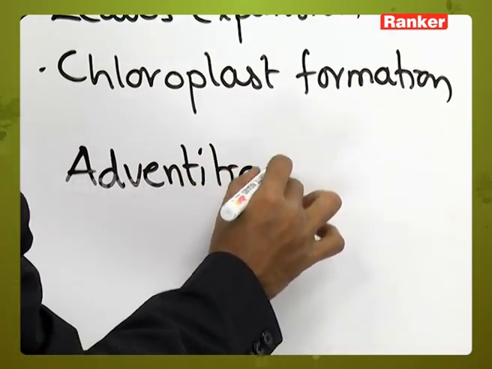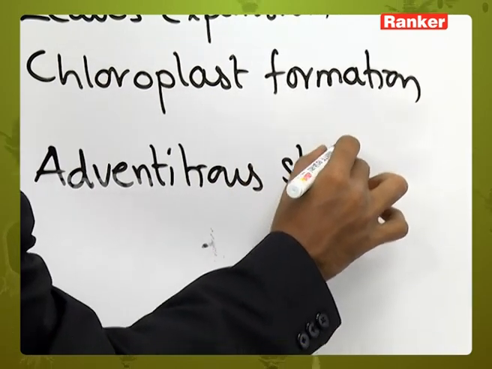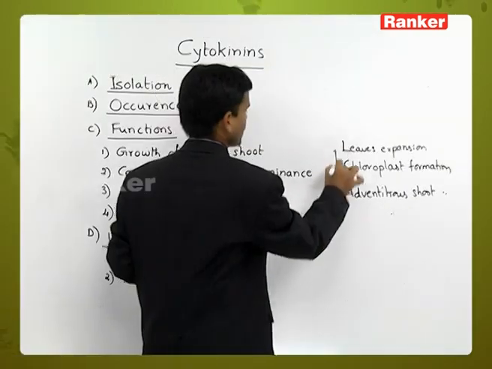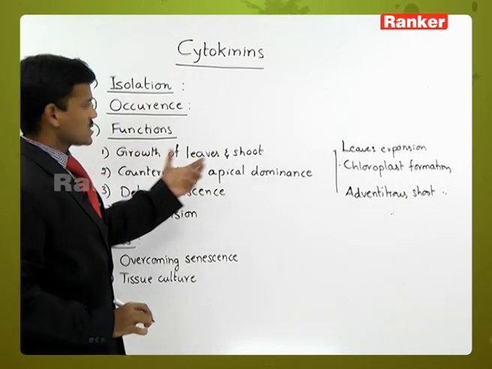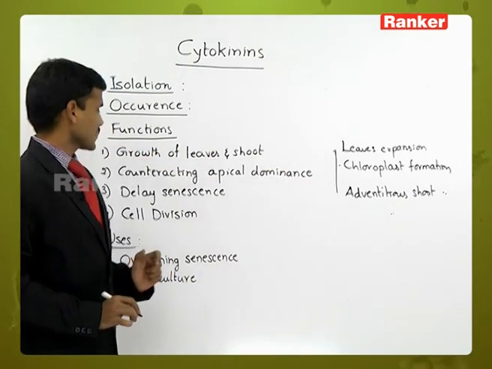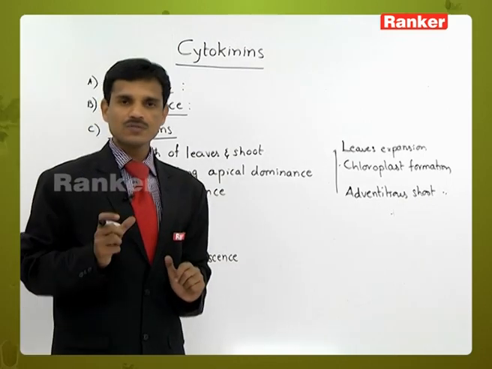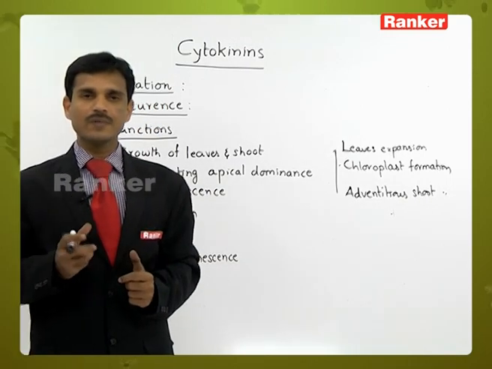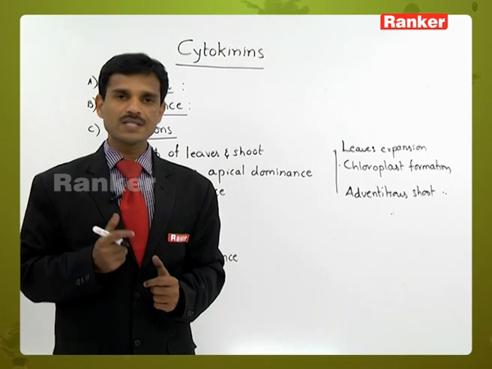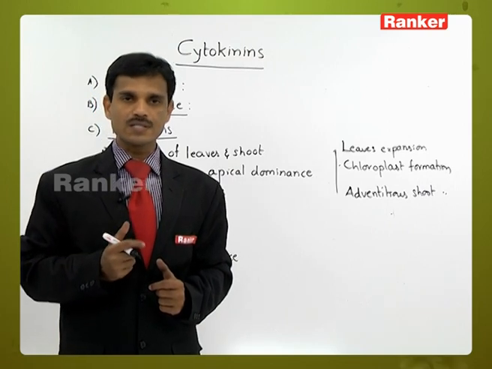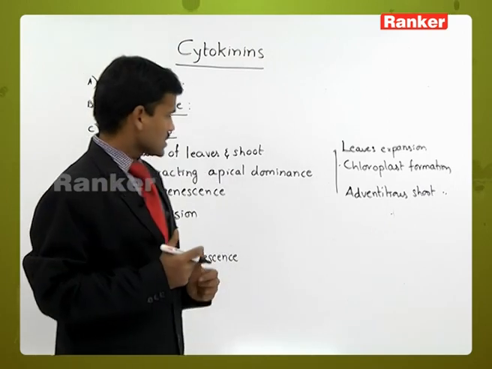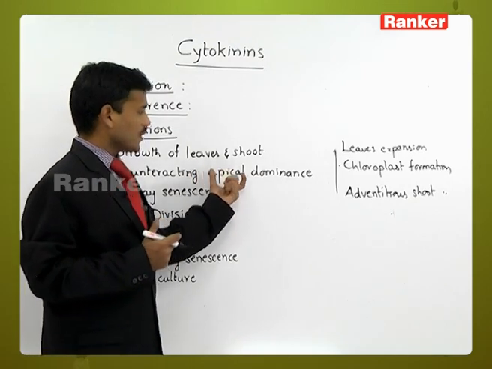Adventitious shoot formation. So these are the functions the cytokinins are involved in. Next, counteracting apical dominance. First of all, let us recall that apical dominance is a function of auxins. So auxins are involved in apical dominance.